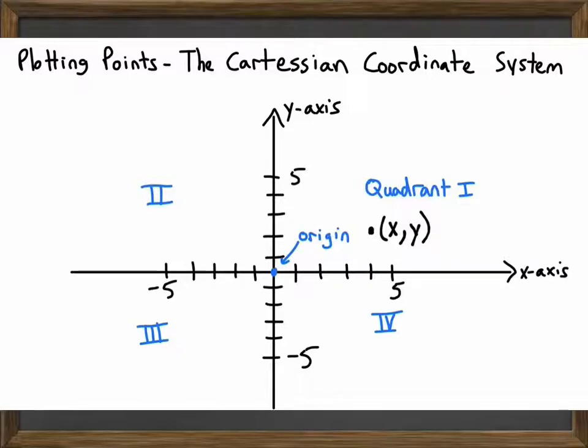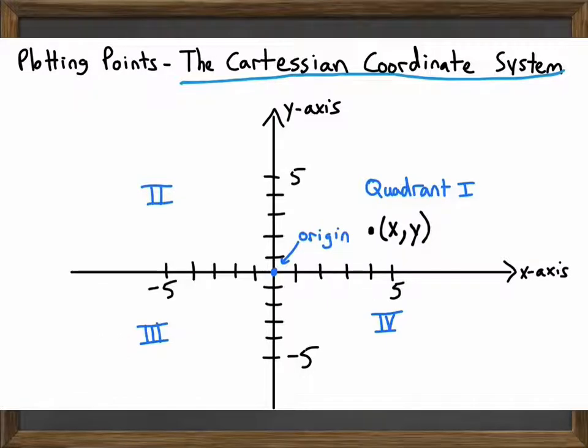And so what we actually do is we lay down a horizontal number line, which is called the x-axis, and a vertical number line, which is called the y-axis. And this whole thing is called the Cartesian Coordinate System. And we're going to use this to talk about points on the graph.